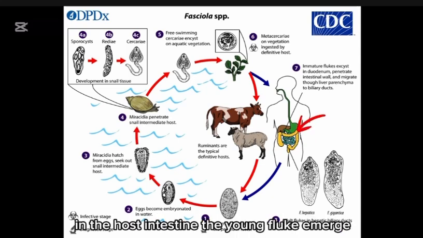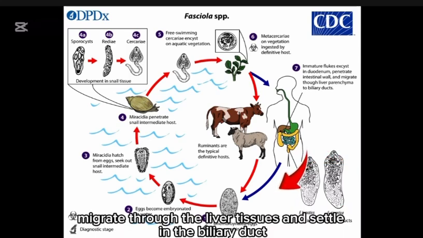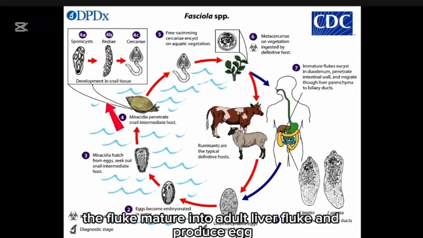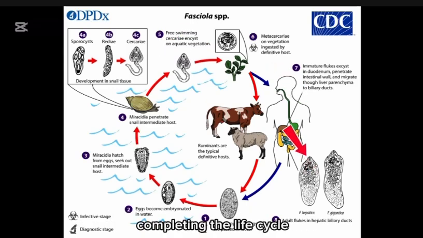In the host intestine, the young fluke emerges, penetrates the intestinal wall, migrates through the liver tissues, and settles in the bile duct. The fluke matures into an adult liver fluke and produces eggs, which are passed out in the feces, completing the life cycle.